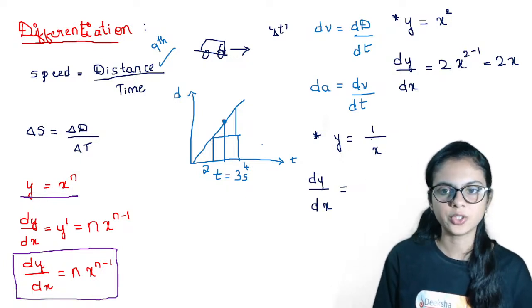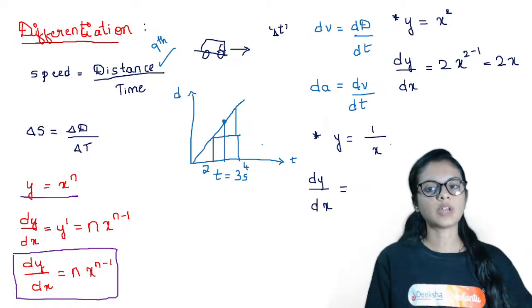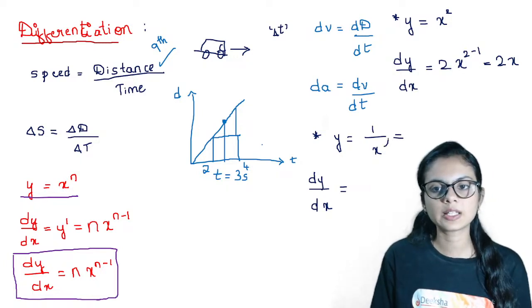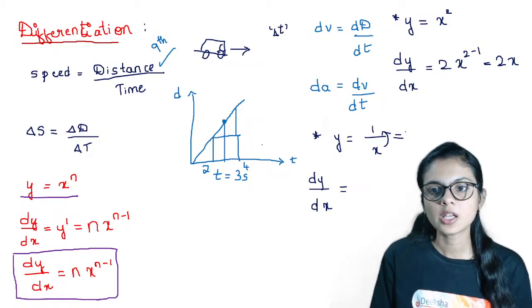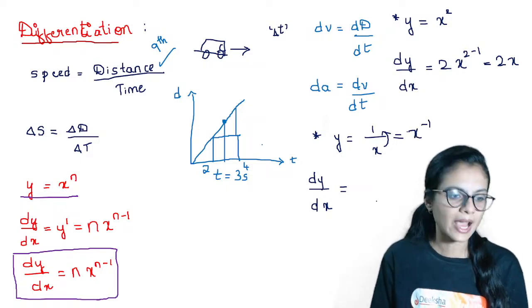I'm fine, absolutely good. Okay, so I can convert this, I can bring this x in the numerator. It gets x power minus 1.